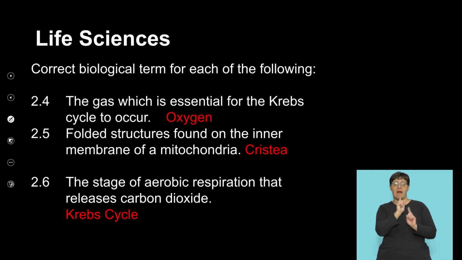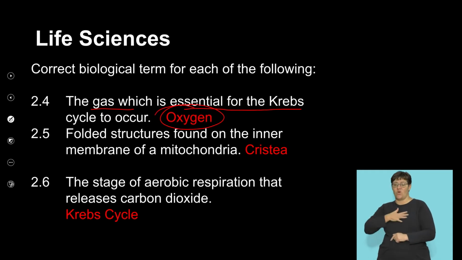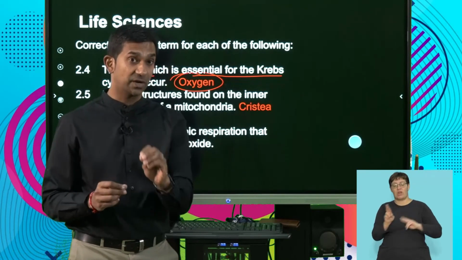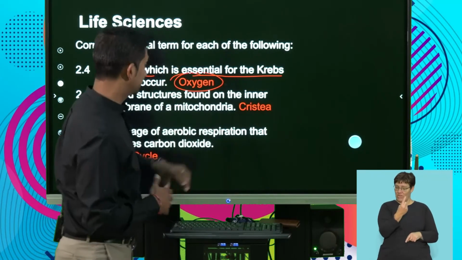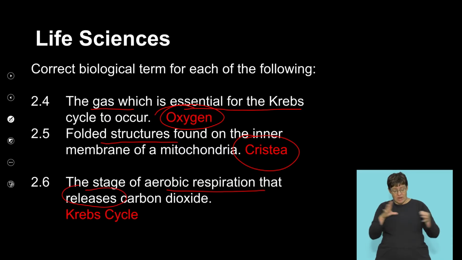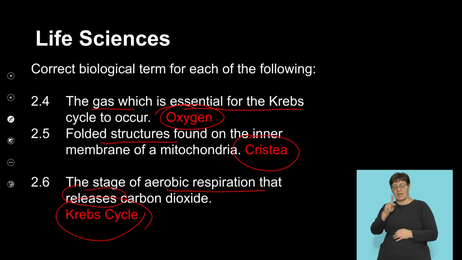Let's see what your answers were. So as I mentioned, the gas which is essential for the Krebs cycle is oxygen. And we know that oxygen is a requirement, and that is the only reaction that requires it. It's the first reaction of the Krebs cycle. The folded structures on the inner membrane of the mitochondria are called the cristae. And finally, the stage of anaerobic respiration that releases carbon dioxide is the Krebs cycle.